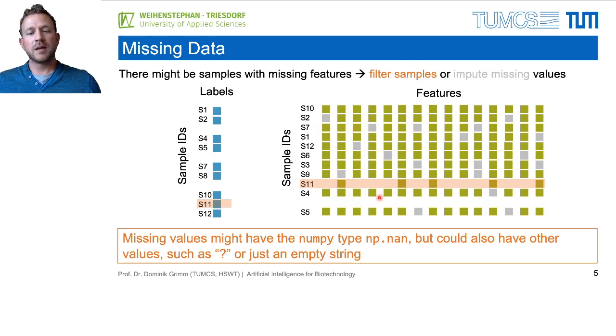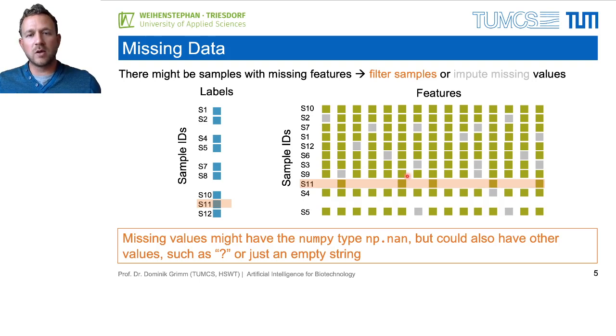We have to say, in a real-world dataset, usually when you import the data, missing values are indicated by the type None or NaN, not a number. So None could be one type, or it could be just a question mark in the dataset, or it could be just an empty string, meaning that at this position nothing was measured. So there are different ways in which missing values might be indicated.